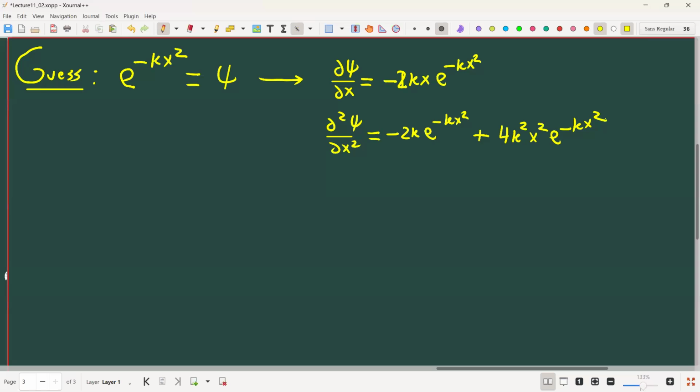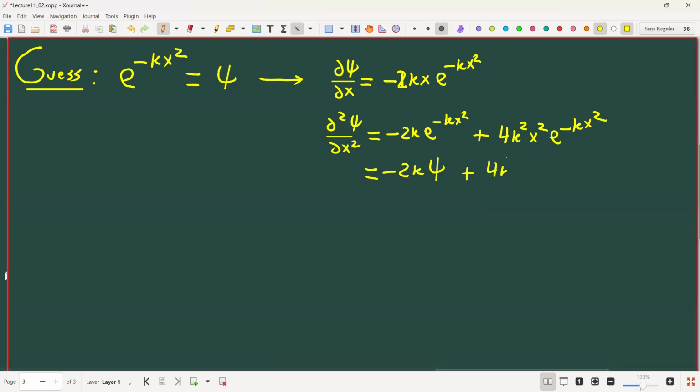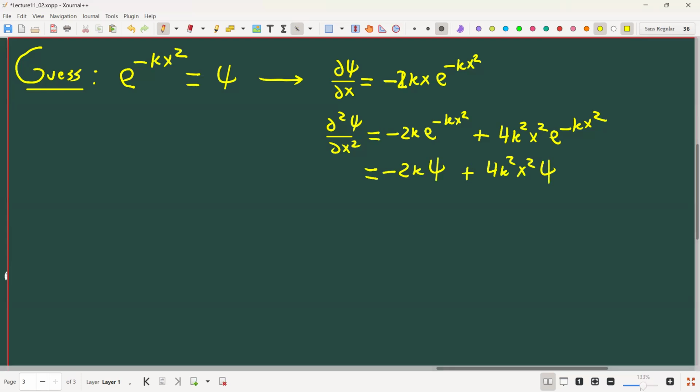Well, look. Now let me factor out my wave function, right? So if I write this now, this looks like minus 2k psi plus 4k squared x squared psi. Right, so this function now gives me exactly the output I want. Remember, the second derivative of the wave function of the harmonic oscillator gives me psi times a constant plus psi times x squared. So this function works.